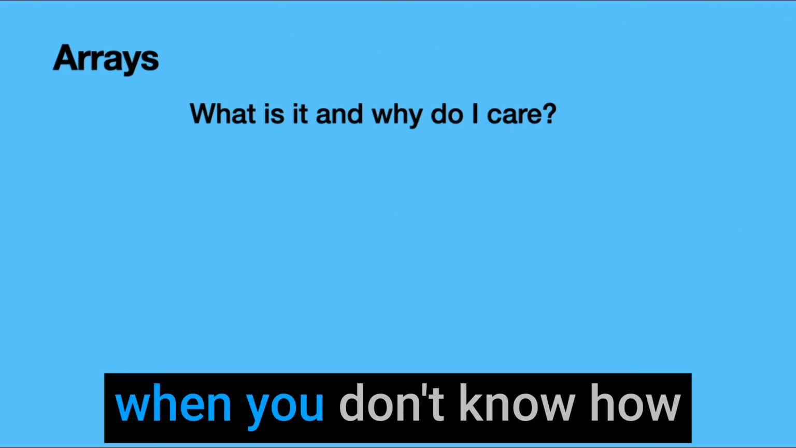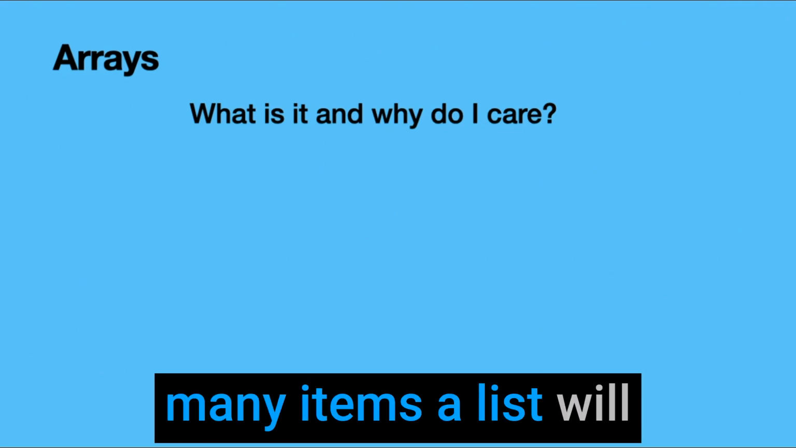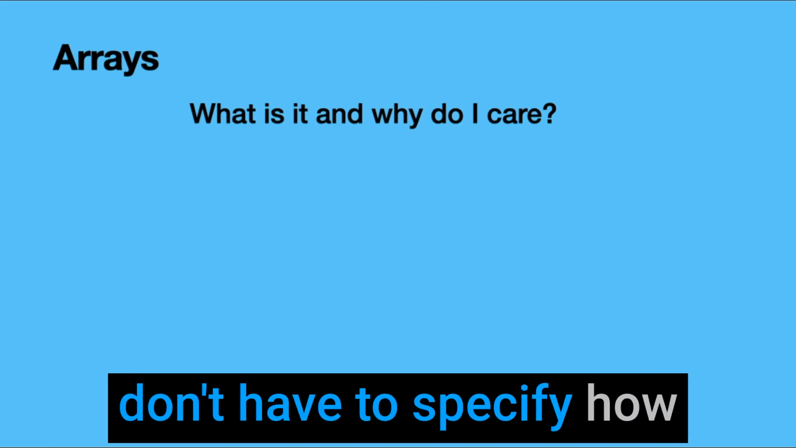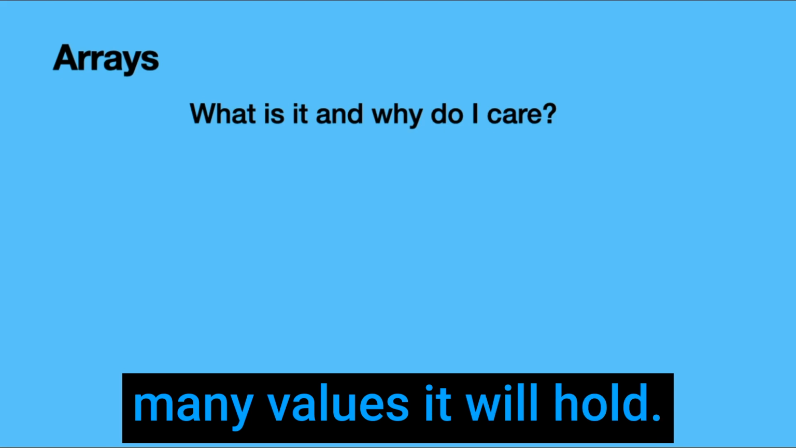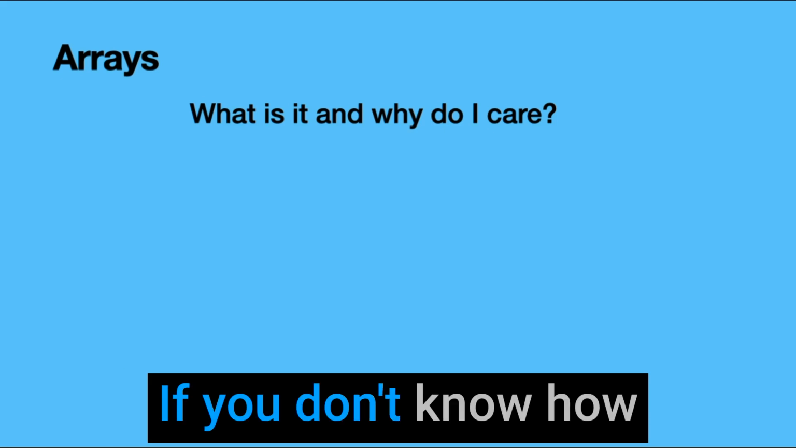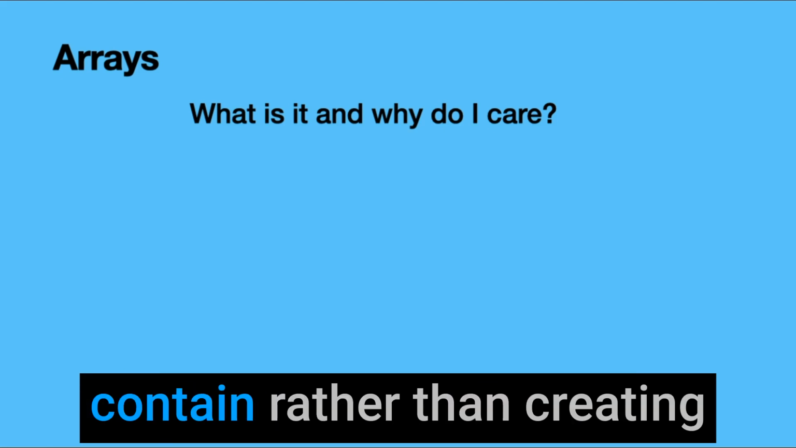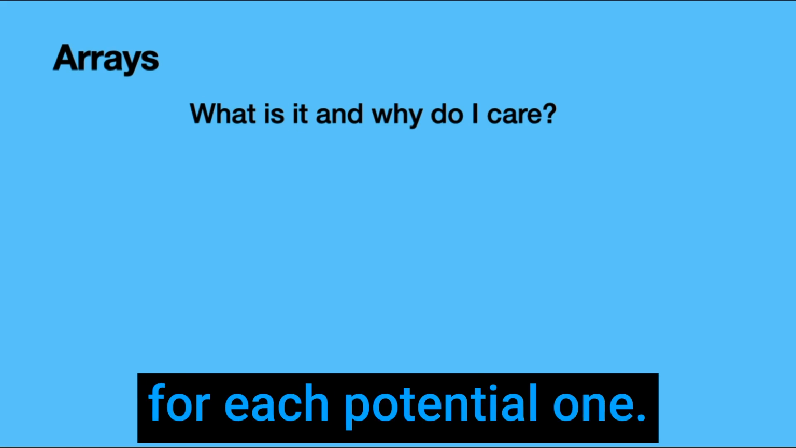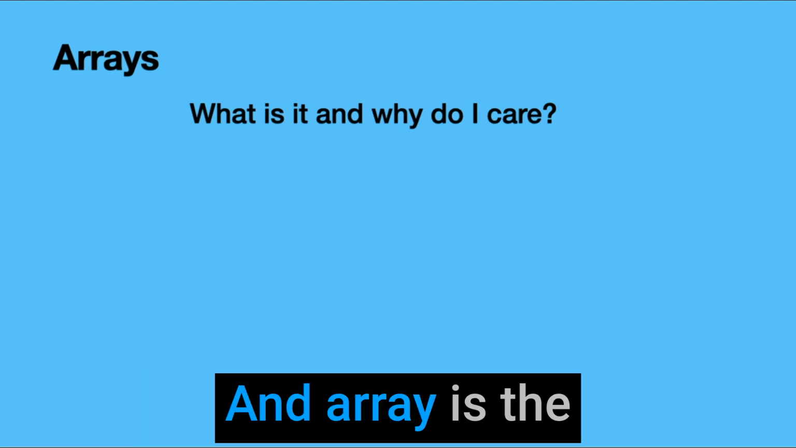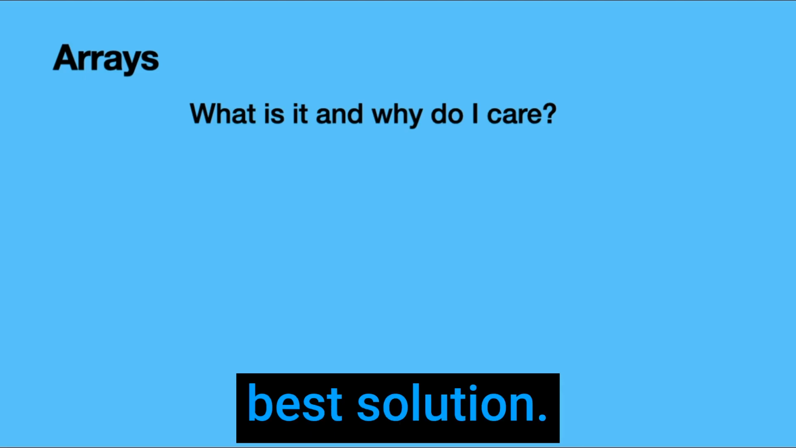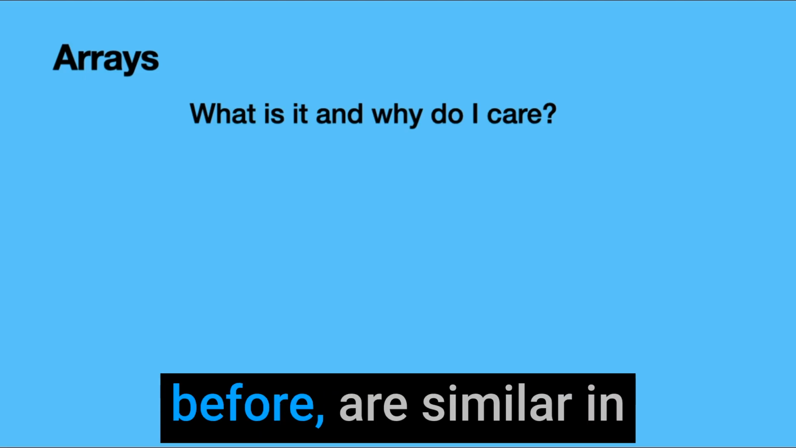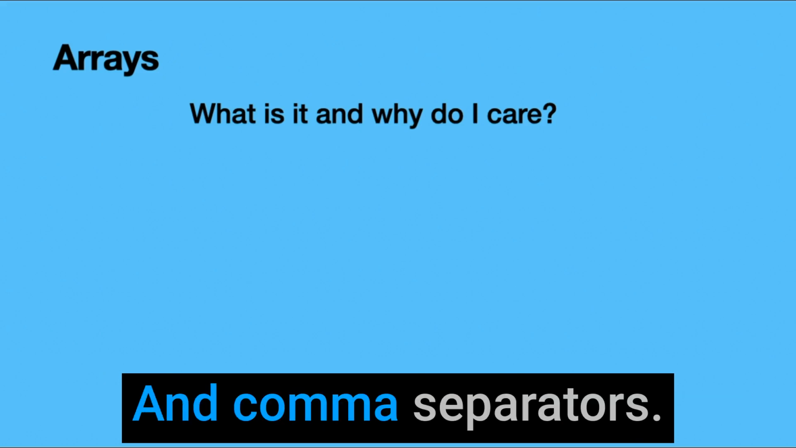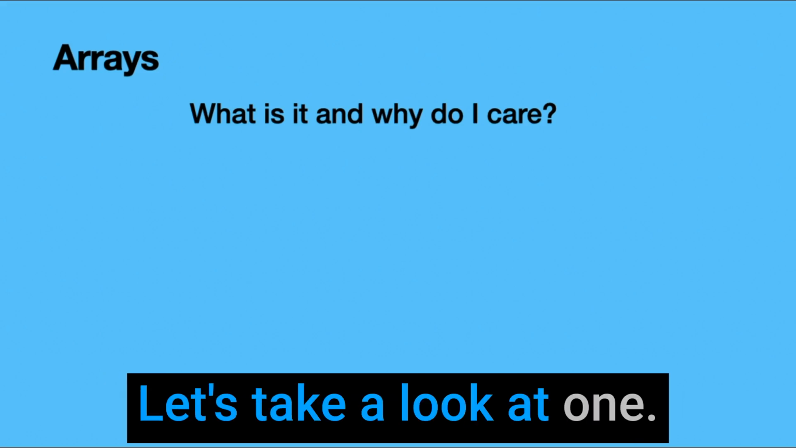They're really helpful when you don't know how many items a list will contain, because when you create the array, you don't have to specify how many values it will hold. If you don't know how many items a list will contain, rather than creating individual variables for each potential one, an array is the best solution. Arrays, as I mentioned before, are similar in JavaScript to Bash, except they use square brackets and comma separators. Let's take a look at one.